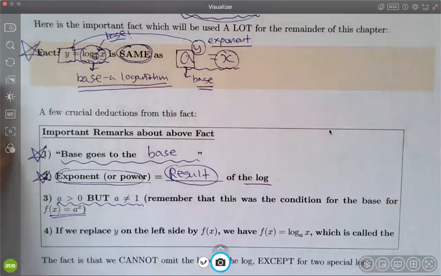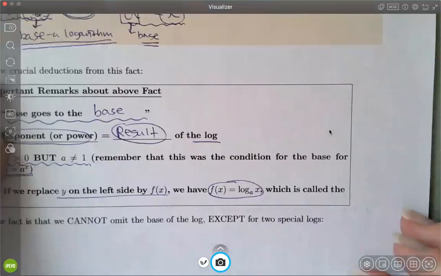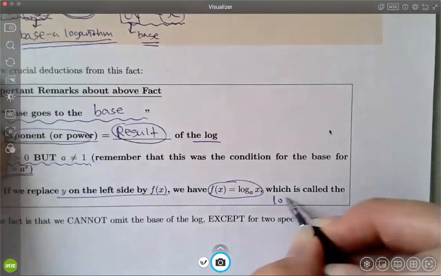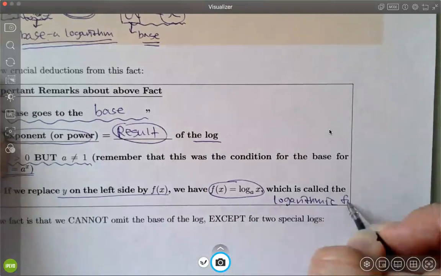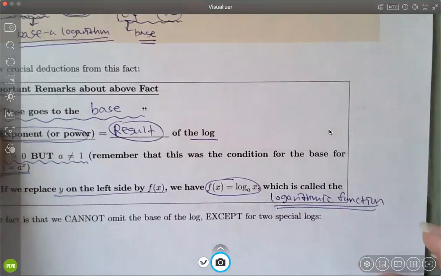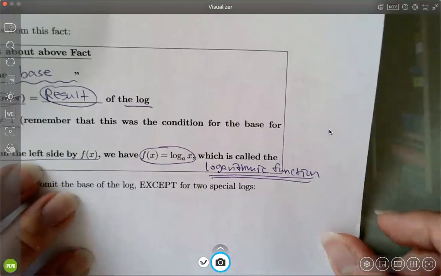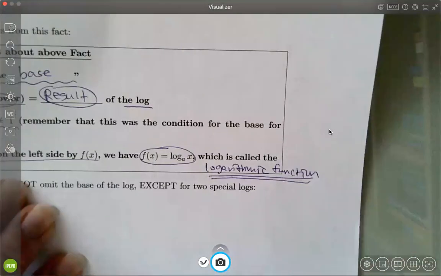And now, we can replace the y on the left-hand side by f of x. So what do we have? f of x equals log sub a x. And this is called the logarithmic function, which we will not study in this course because this is not that important. But if you take future math courses, say calculus or trigonometry, you may see this logarithmic function. But we are not going to study this in depth here.